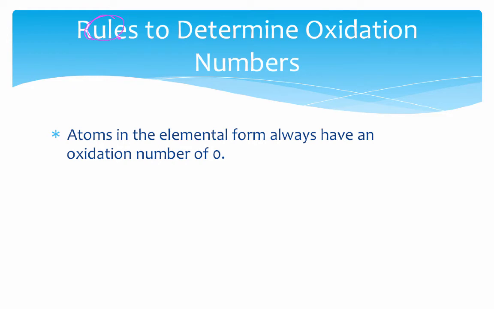Atoms in the elemental form always have an oxidation number of 0. When I say elemental form, I'm basically talking about atoms with no charge. So if I have a block of copper metal, that is copper the element, not copper the ion, that copper has an oxidation number of 0.